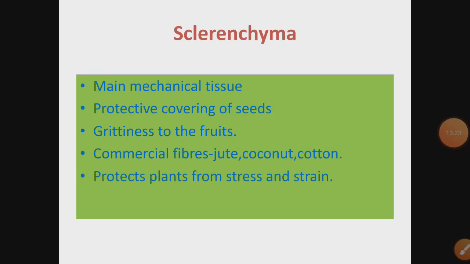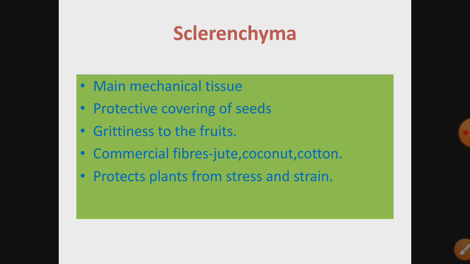Now, last but not the least, just the gist of the sclerenchyma tissue, that they are the main mechanical tissue. Why have I said main mechanical tissue? Because most of the strength is provided by the sclerenchyma tissue. Most of the strength to the plant is provided by this tissue. Because they are dead, they have a lignified wall. Lignified means each cell is surrounded or covered by thick lignin around it. Then the outer covering of the seed also has sclerenchyma.